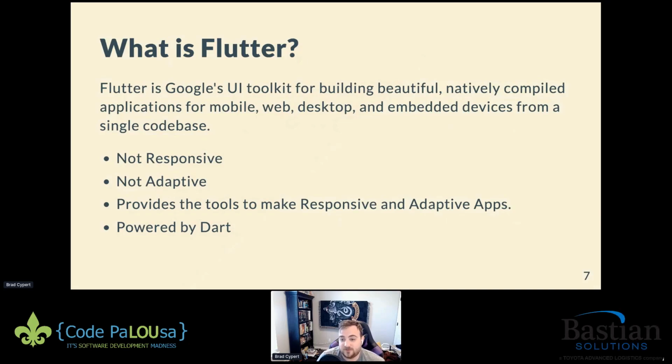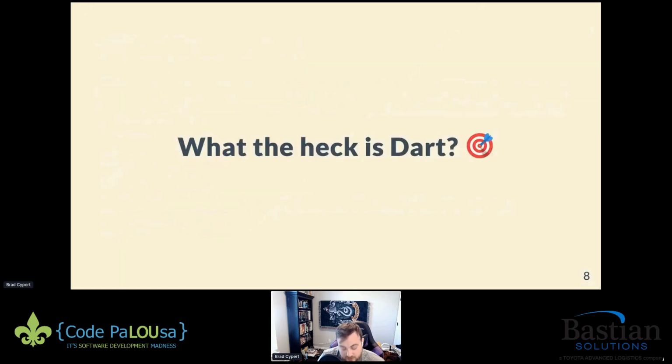And embedded devices. So your refrigerator might run a Flutter app. I'm pretty sure the BMW screens in cars run a Flutter app. Android Auto is built on Flutter. Kind of neat. There are some key things to take away, mainly that it's not responsive or adaptive, but it does provide the tools to make responsive or adaptive apps. It's also powered by Dart, which maybe leads us to another question of what the heck is Dart?